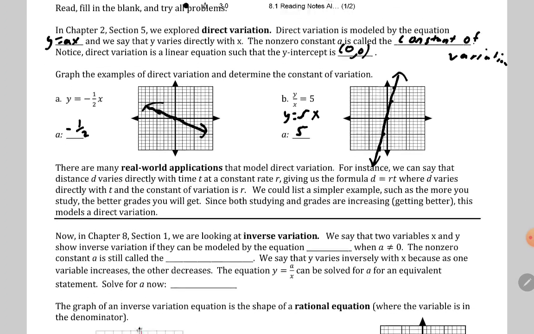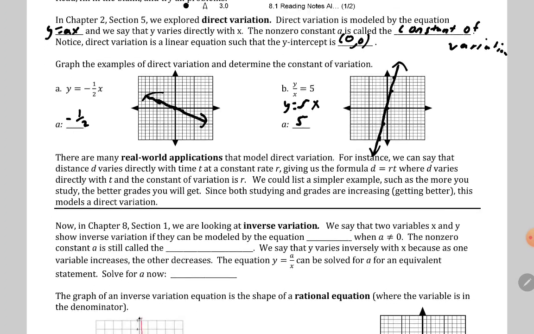There are many real-world applications that model direct variation. For instance, we can say that distance varies directly with time at a constant rate, giving us the formula d equals rt, where d varies directly with t, and the constant of variation is r. We could list a simpler example, such as the more you study, the better grades you get. Since both studying and grades are increasing, this models a direct variation.